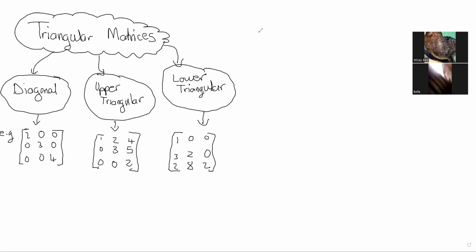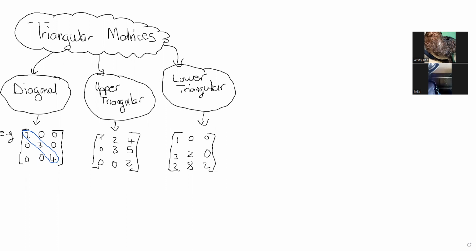The first one is called a diagonal matrix. So you have this diagonal here. The diagonal has numbers like this, and then you have zeros above and below the diagonal. It's called the diagonal. And then we have an upper triangular.